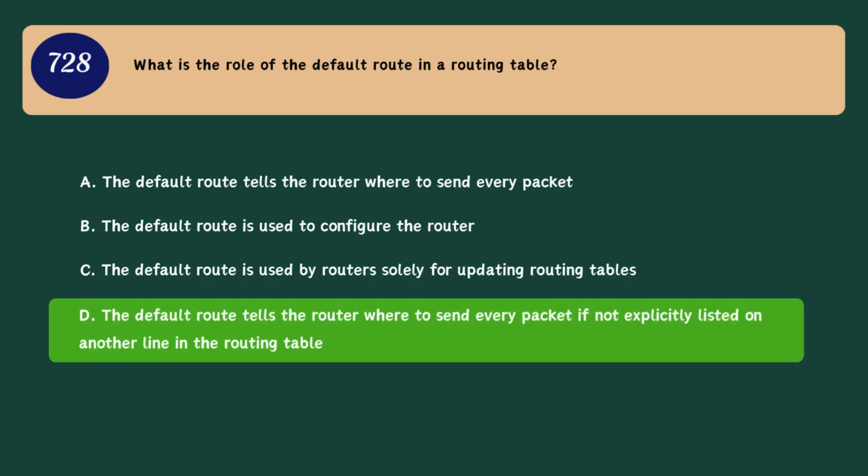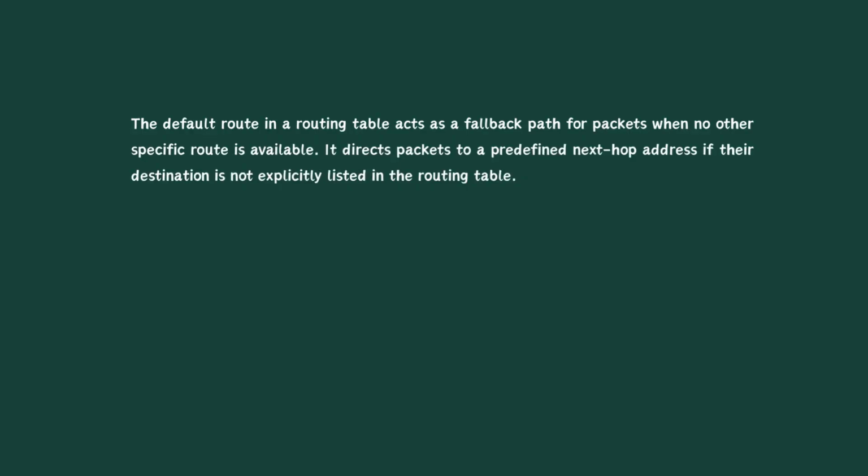Correct answer. D. The default route tells the router where to send every packet if not explicitly listed on another line in the routing table. The default route in a routing table acts as a fallback path for packets when no other specific route is available. It directs packets to a predefined next hop address if their destination is not explicitly listed in the routing table.